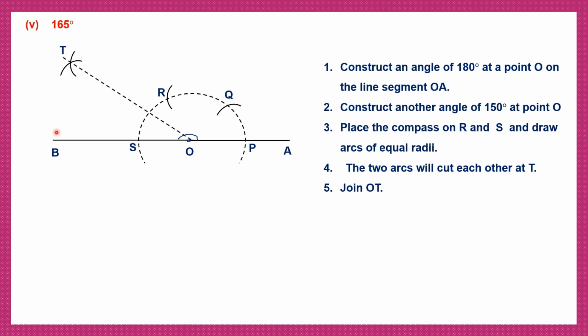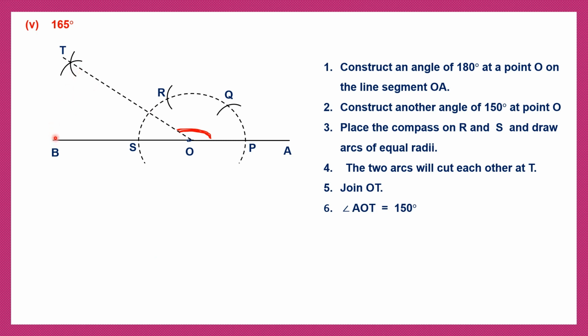So when you join OT, what do you get here? You get angle AOT is equal to 150 degrees. That means this portion, this whole portion is 150 degrees. What I have marked earlier is 180 degrees, which we don't need now. Now we've got 150 degrees. But remember, we need 165. 165 is what we need. But now we've got 180 here and 150 here.